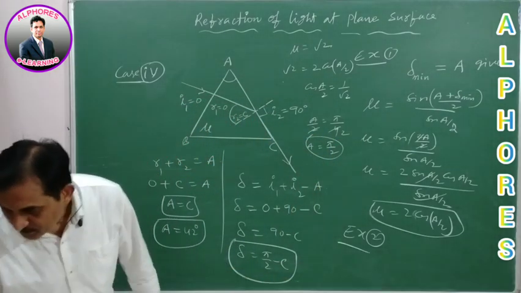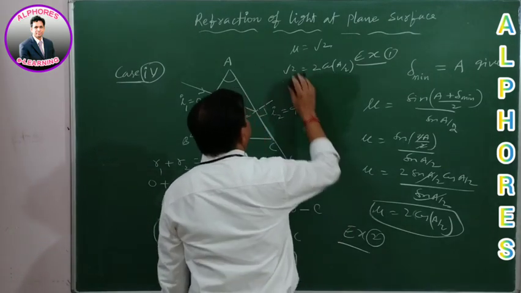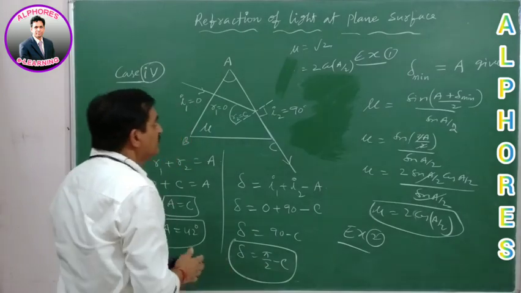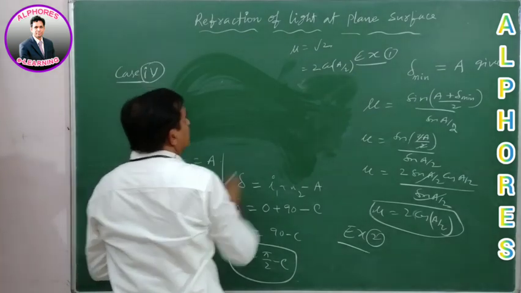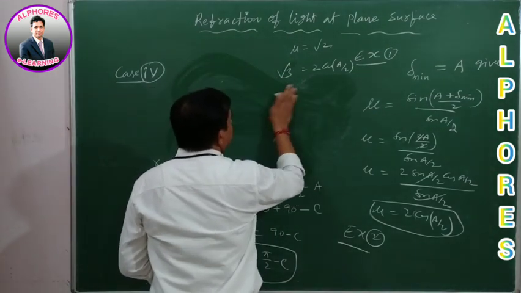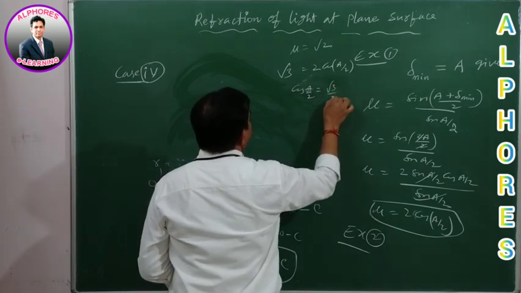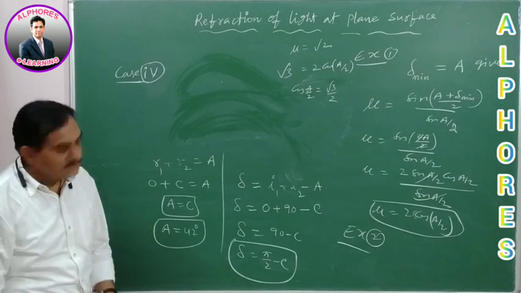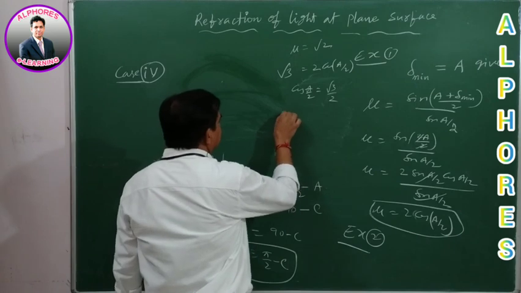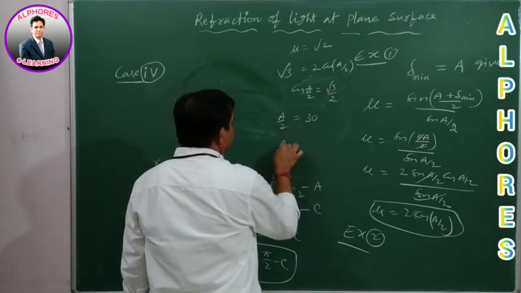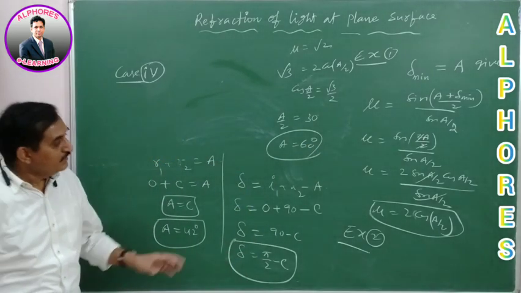Or if the refractive index of the prism is given, suppose in the same problem, that is root 3 given, then how do you solve this problem? Root 3 is substituted here, then cos A by 2 is equal to root 3 by 2. Cos theta equals root 3 by 2, for which angle? 30 degrees. So A by 2 is equal to 30 degrees, A is equal to 60 degrees. This is the angle of prism. So this is the way.